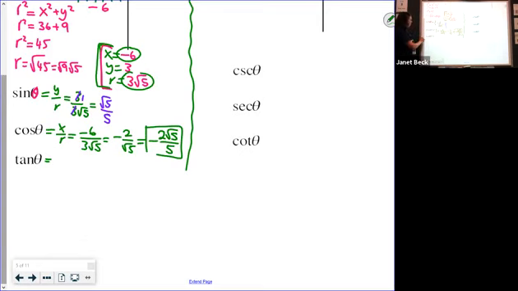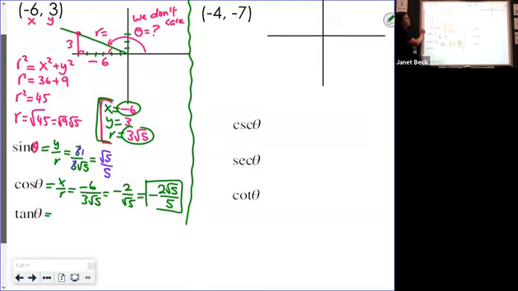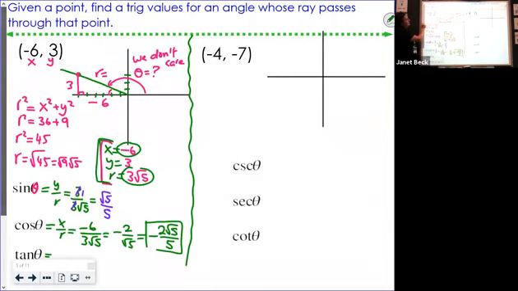Did we ever find out what theta was? No, and we didn't care. The question didn't say find the angle. It just said find the sine, cosine, and tangent. We didn't need to know what the angle was, as long as we could draw a picture that gave us the x, the y, and the r. Okay, you try the next one. I'll give you a minute.